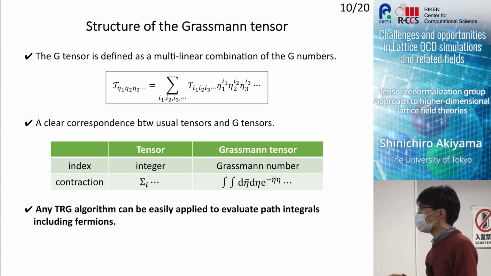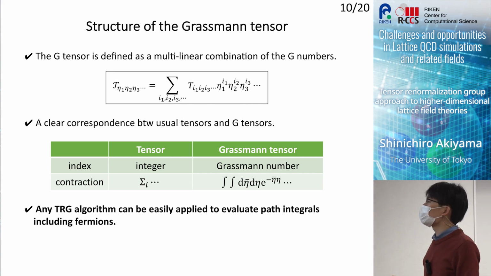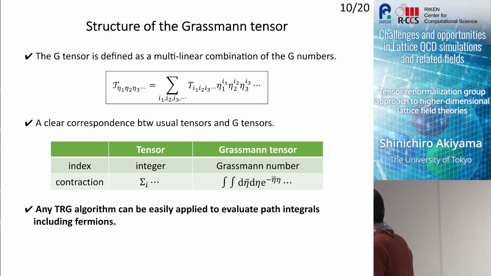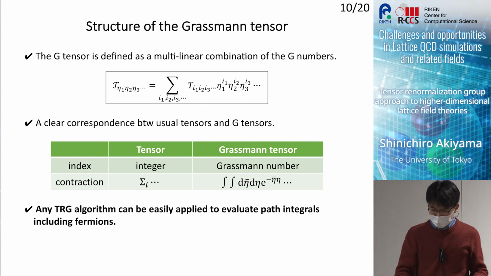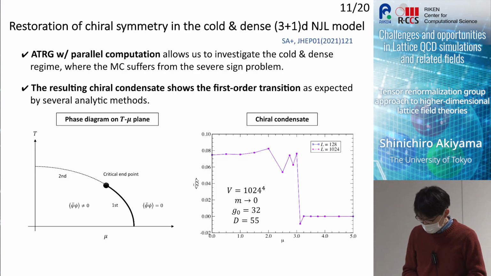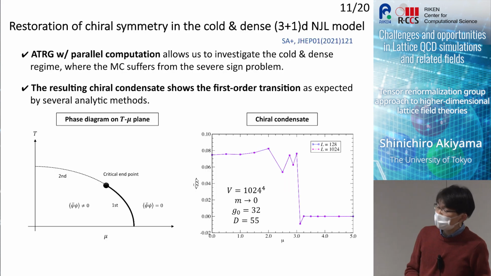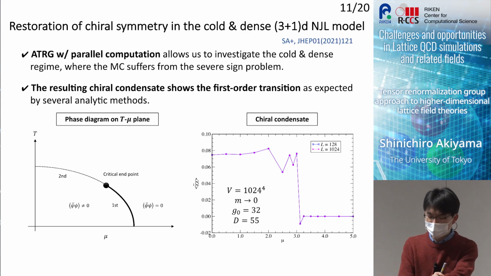So thanks to this clear correspondence, it is very easy to extend any TRG algorithm to evaluate the path integrals, including the fermions. And actually, several TRG algorithms have been applied to various kinds of lattice fermion models. And here I would like to show some earlier works.